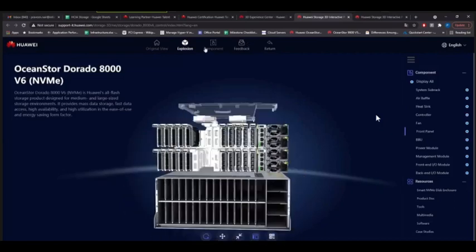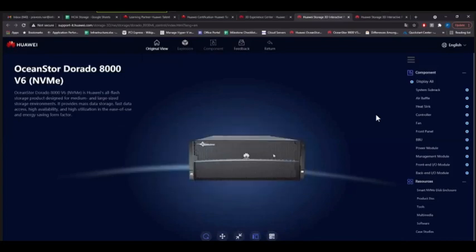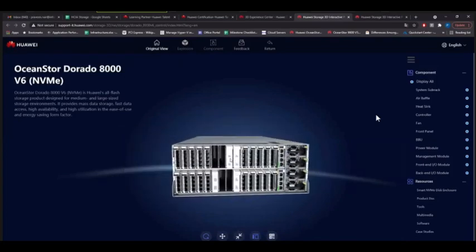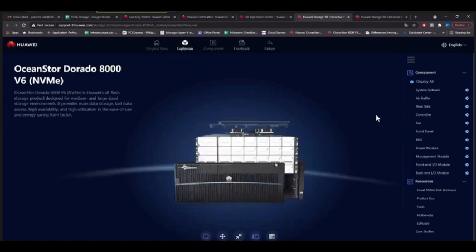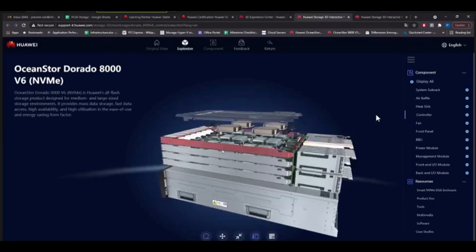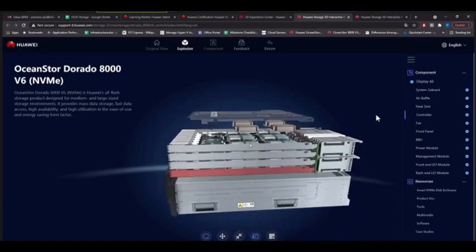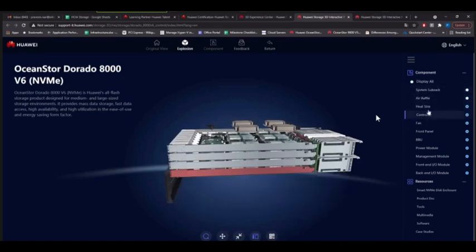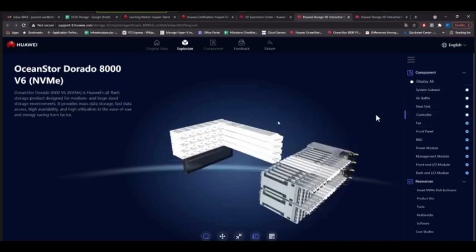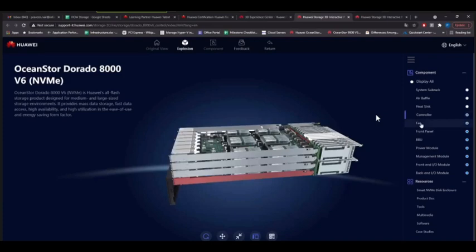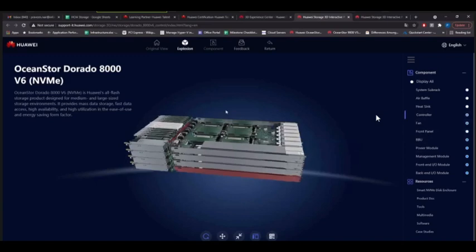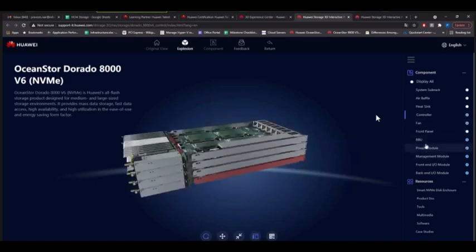So using this product, it's much easier to see. Of course, now it's lagging a bit. But generally, you will have 4 controllers. So these will be controller boards, 1, 2, 3, 4. And you'll see there are no disks involved. So you remove the air baffles, the system subtract, and also the heatsink, and the controllers. Basically, it's only full of controllers, fan modules, a front panel you can remove, and backup battery units, which are these guys here, you can see. Okay.